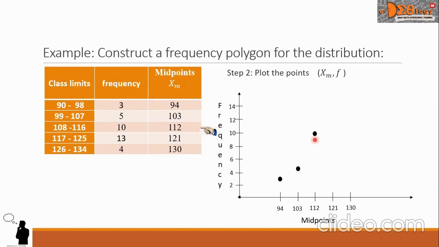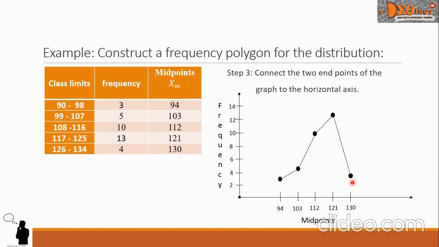Here is the point. Next point is 121, 13. Here is the point. The last point is 130, 4. Here is the point. Next, let us connect these points with straight lines. Here now are the points connected by straight lines.